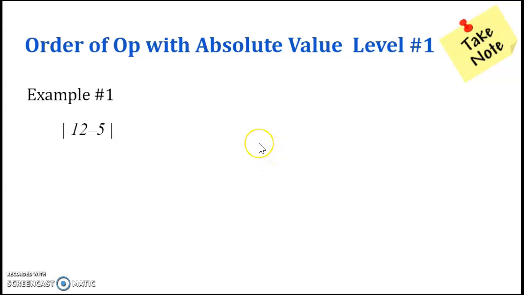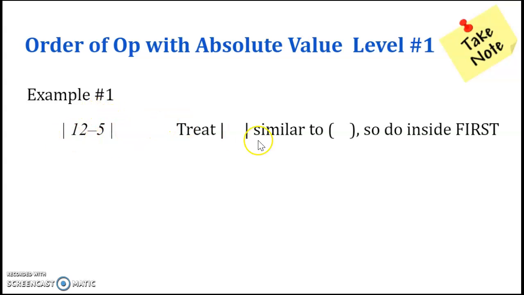So when you see the absolute value symbol, that's the 2 long bars, you're going to treat it very similar to parentheses, which means you're just going to evaluate what's inside first. What's inside the absolute value symbol? That's 12 minus 5. We're going to do that first. What's 12 minus 5? That's just 7. But notice that the absolute value symbol still stays because we have not evaluated the absolute value of 7 yet.